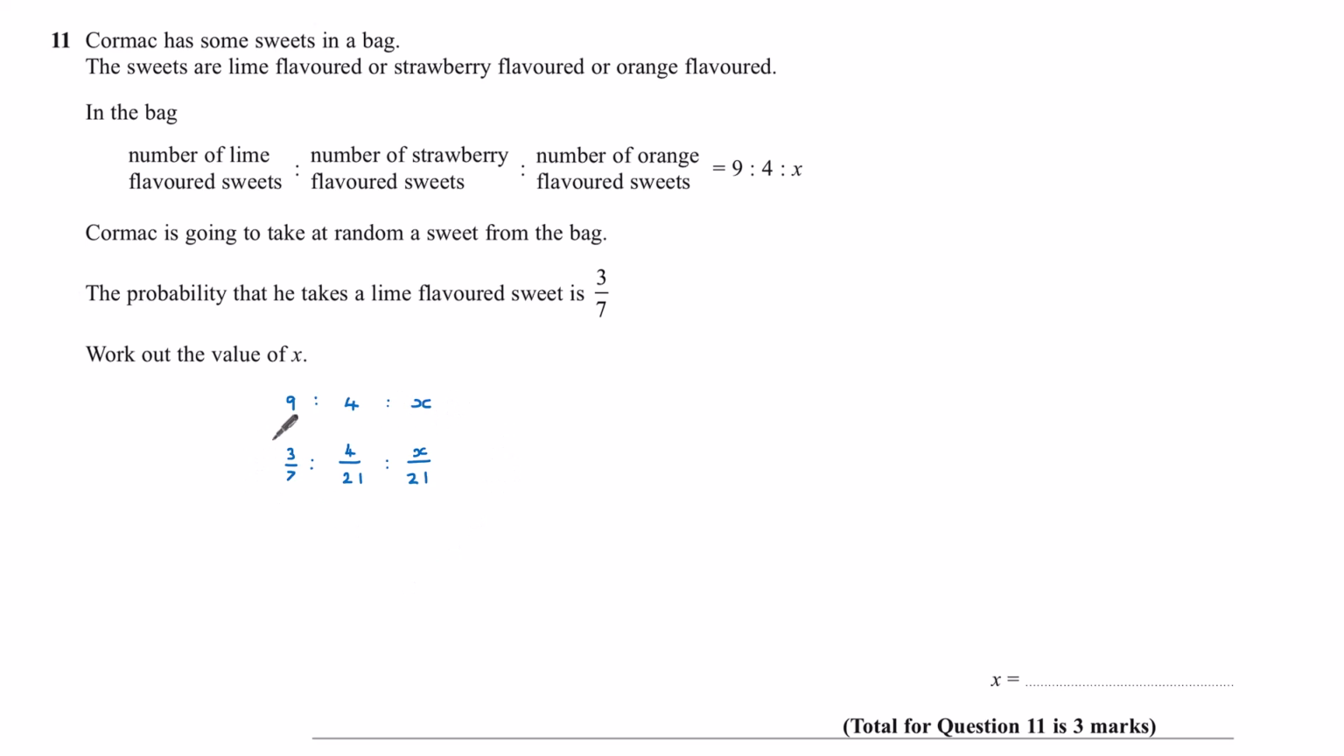Given that this is now the ratio of probabilities, then the sum of these probabilities should equal 1. And so 9 over 21 plus 4 over 21 plus X over 21 should equal 21 over 21. And so 9 plus 4 plus X must equal 21. Given this is the case, then X must equal 8. And that's my answer.